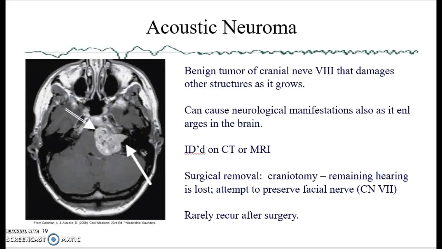Acoustic neuroma is a benign tumor of cranial nerve 8 that damages other structures as it grows. It can enlarge and cause neurological problems in the brain. It's found on CT or MRI. Surgical removal via craniotomy is the treatment of choice, and they have to be really careful to preserve the facial nerve, or cranial nerve 7, when they're trying to remove this thing, and usually any remaining hearing is lost after the surgery. The good news is they rarely recur after surgery.